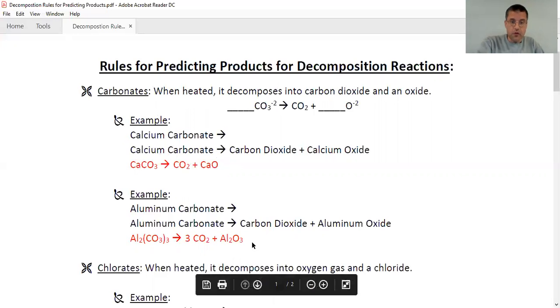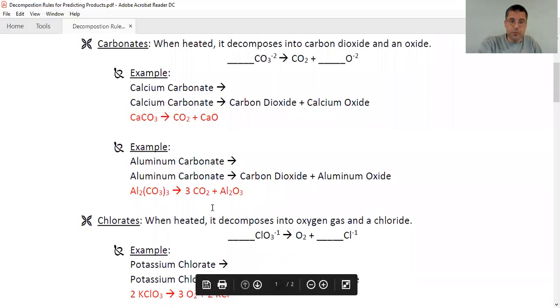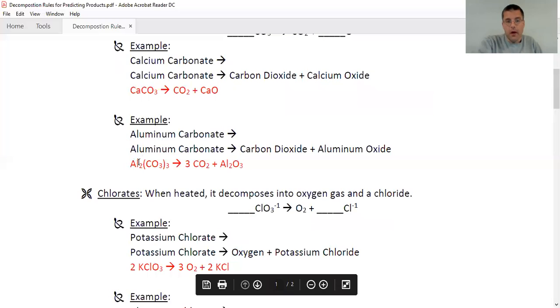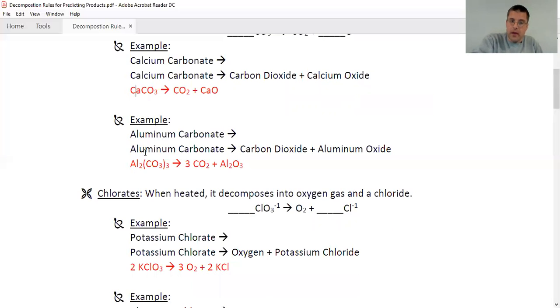Okay, so take a look at aluminum carbonate. Al2(CO3)3, you know the formula. Break it apart. CO2 is what you always get with a metal, and you get aluminum oxide. Very simple. Okay, and it makes sense too. Over here, you've got carbon here, you got carbon there, right? You got oxygen here, you got oxygen there, and it's over there too. You got the metal here, you got the metal there. Enough said. Okay, simple stuff.